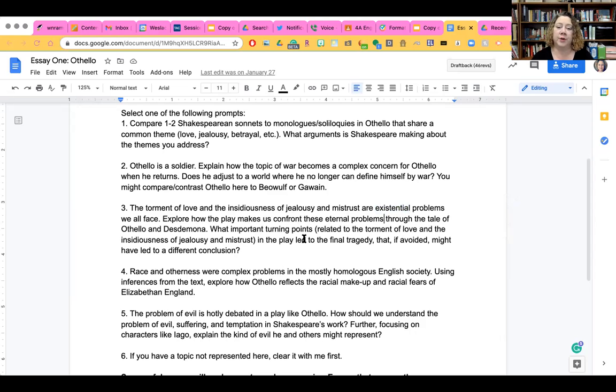What important turning points regarding the torment of love in the play lead to the final tragedy? And if those had been avoided, how would the play have been different if they had made different choices? So what are the main points where that could have happened?